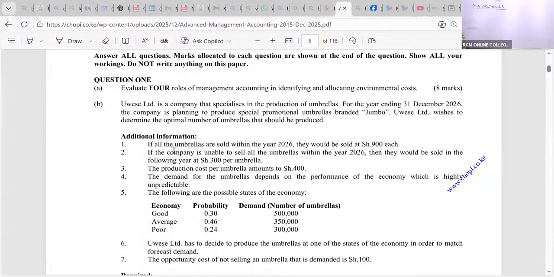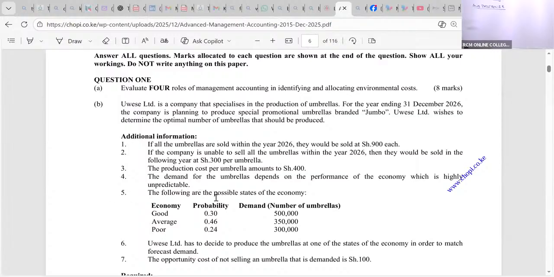Additional information: if all the umbrellas are sold within the year 2026, they will be sold for 900. If we sell them within season, we fetch a better price. If the company is unable to sell all the umbrellas within the year 2026, then they would be sold in the following year at a lower price, which is 300. The production cost per umbrella is 400. The demand for the umbrellas depends on the performance of the economy, which is unpredictable.